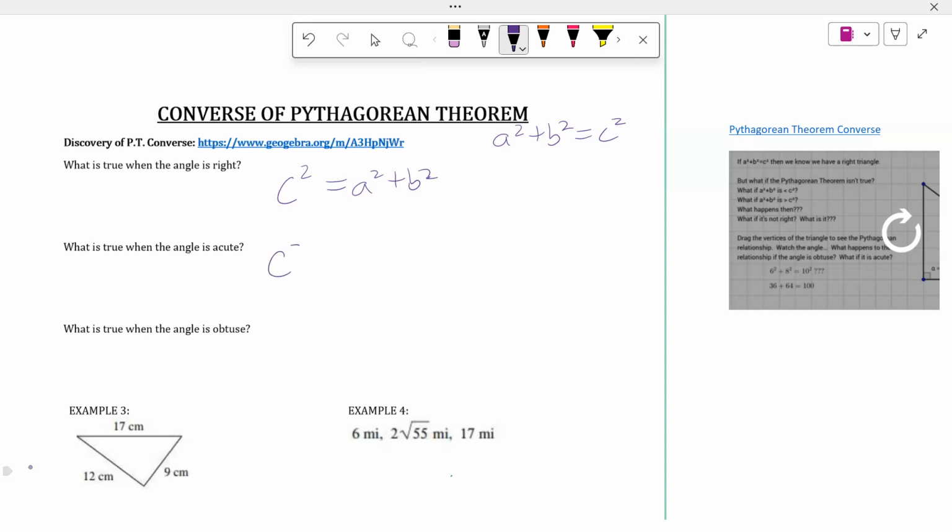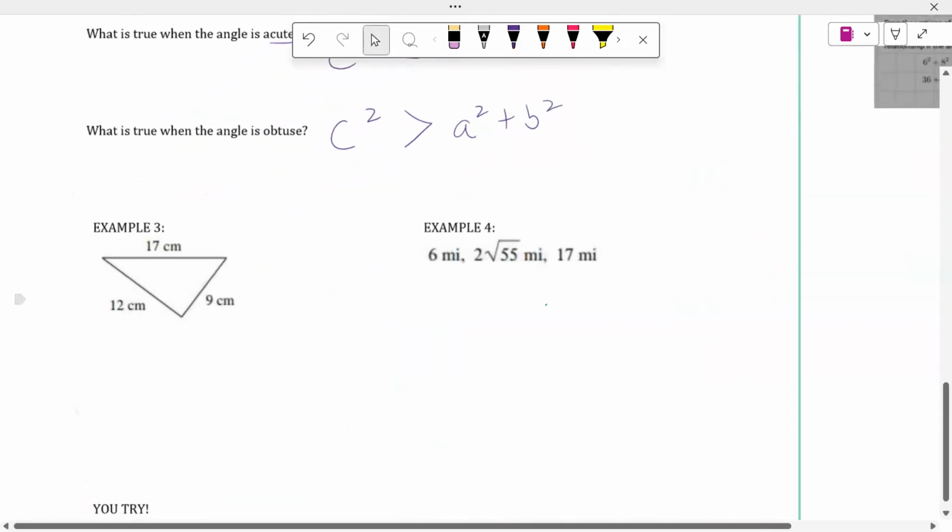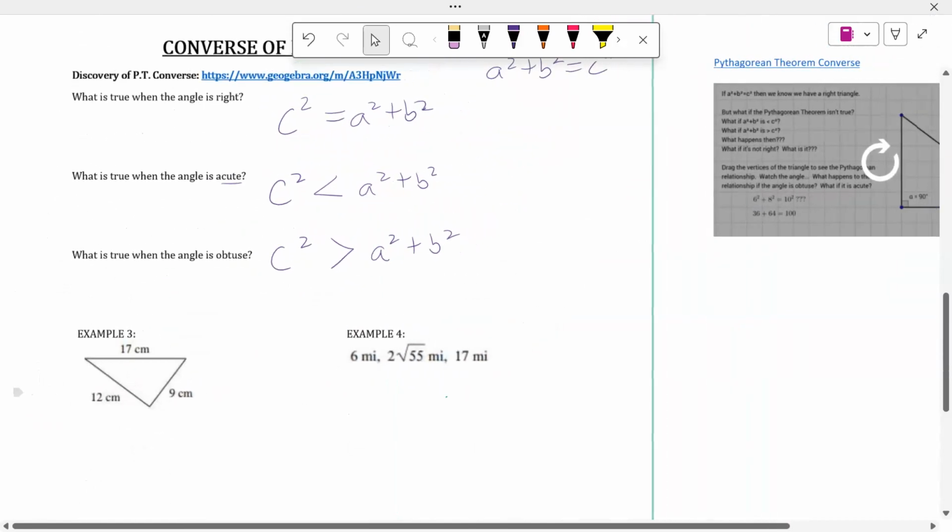However, remember c squared is the important part here. If c squared is smaller than a squared plus b squared, we know it's going to be an acute triangle. And of course, the opposite of that is if c squared is greater than a squared plus b squared, we know this is an obtuse triangle. So we can use this to determine what type of triangle we've got going on.